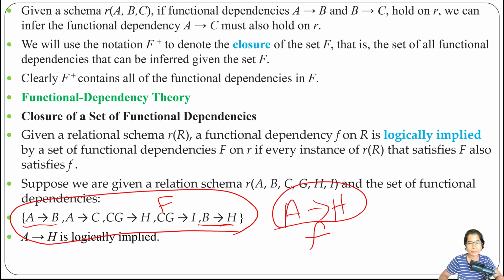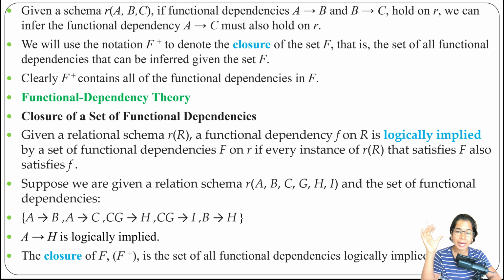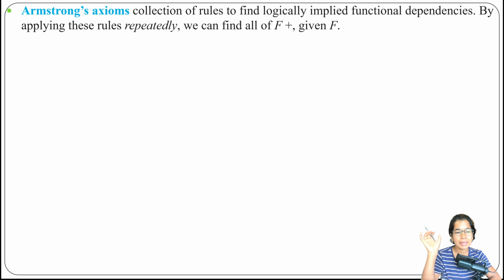The closure of F, or you can say F plus, is the set of all functional dependencies logically implied by F. So how will we find that logically implied set of functional dependencies? There is an axiom called Armstrong's axiom, a collection of rules that help us find logically implied functional dependencies. We need to apply these rules repeatedly until we get all the functional dependencies.